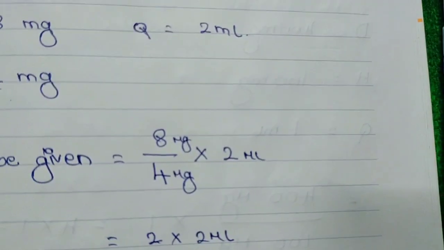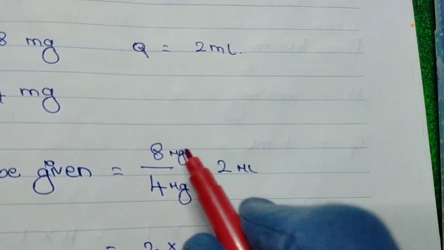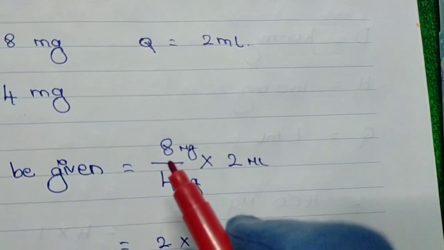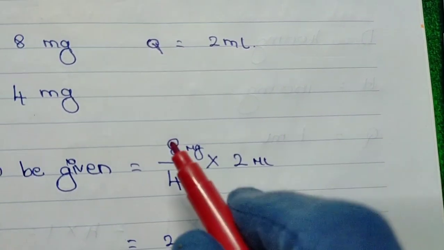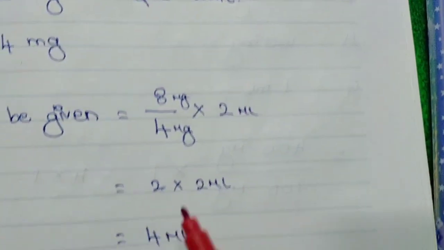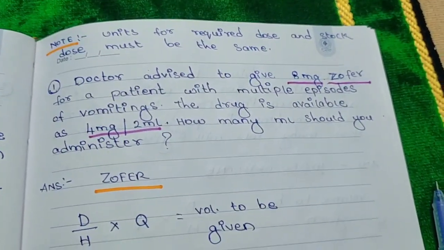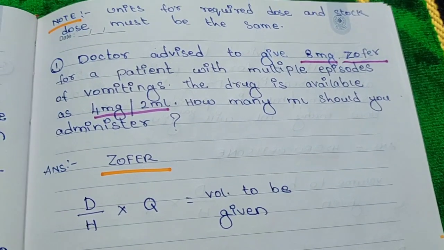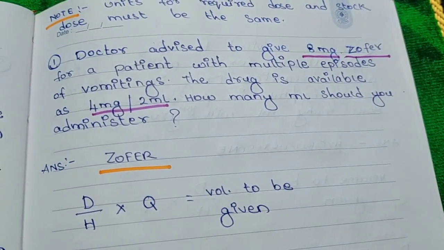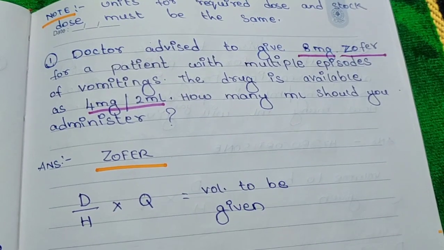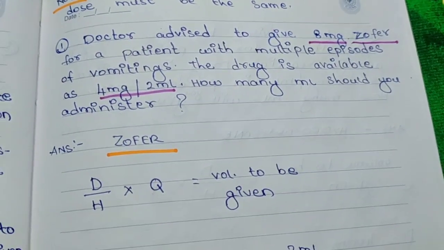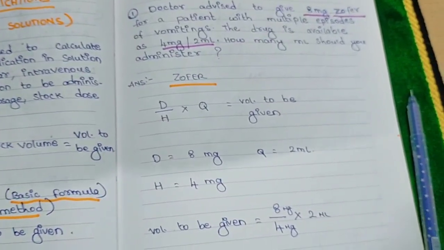So when you divide, these units, mg, will get cancelled. Then when you divide 8 by 4, 4 twos are 8, so you will get 2 into 2, that is 4 ml. So we have to administer 4 ml of Zofer to the patient as ordered. Okay, 4 ml is equal to 8 mg, 2 ml is equal to 4 mg. So this is how we are going to calculate.